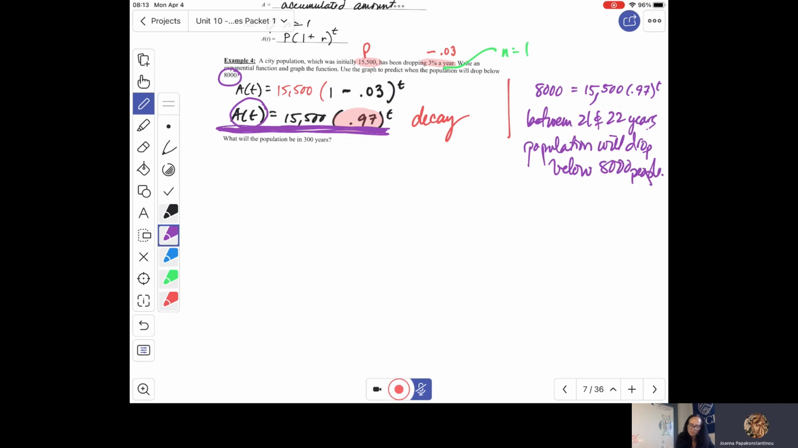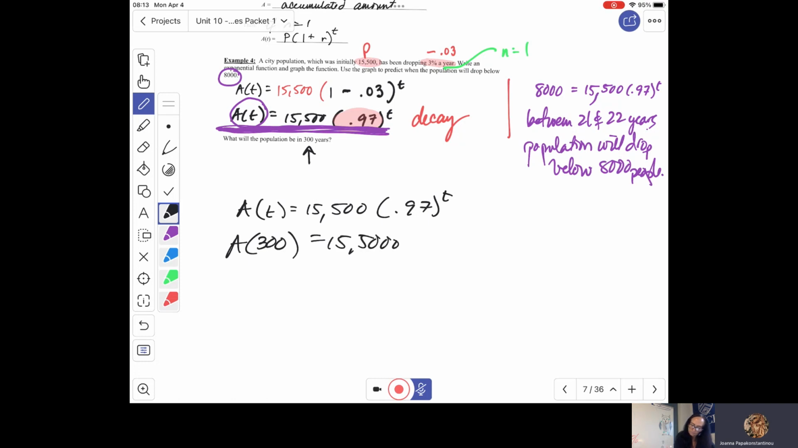Now, what will the population be in 300 years? What information have I given you? What variable does that represent? T. So all I have to do is come back in here and figure out what A of 300 is. And what did you get? 1. Yeah, 1 person. Approximately 1.6. You have to round down, right? Because you can't have a fractional part of a person. So approximately 1 person will be left in 300 years.